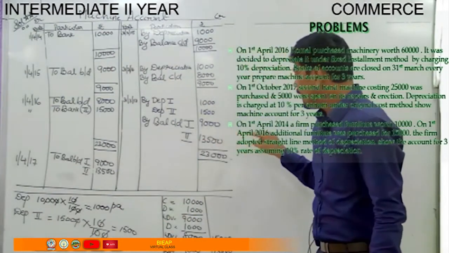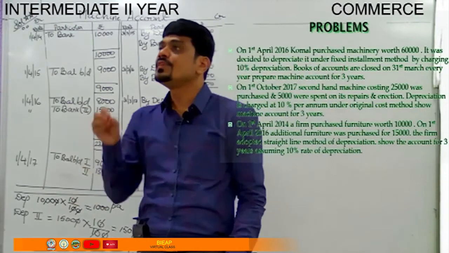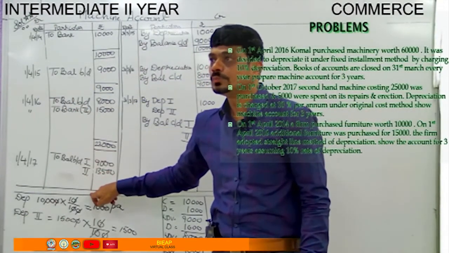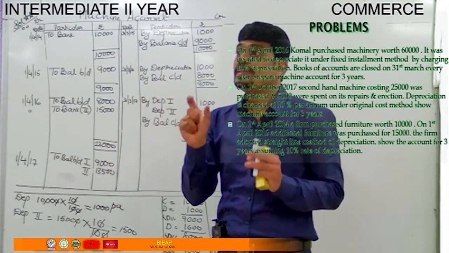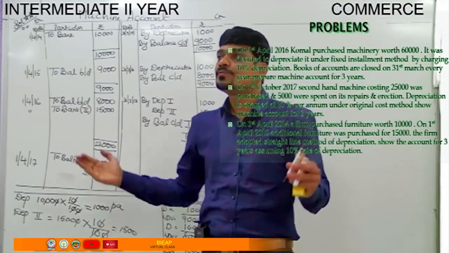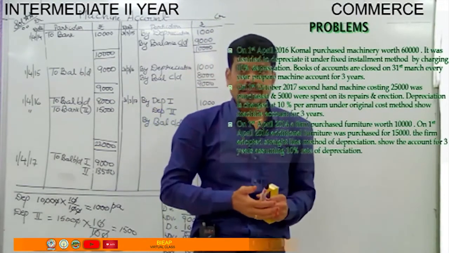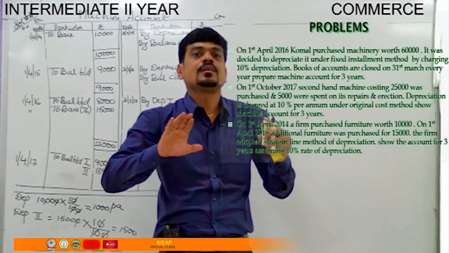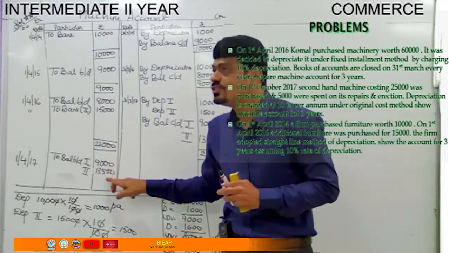Sir, why are you writing separately? In future, we may sell machine number 1 or machine number 2. At that time, we will be able to know the exact value if you write separately. If not, what will happen? If you merge all the values, the calculation will become complicated. Thereby, it is always good to maintain a separate account or separate amount for each individual asset.